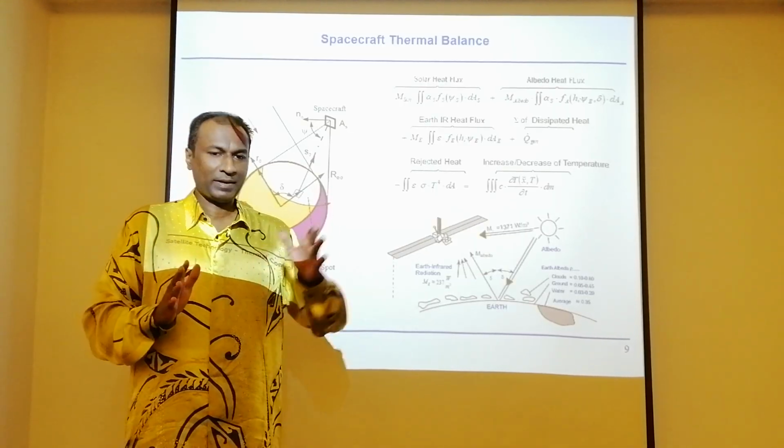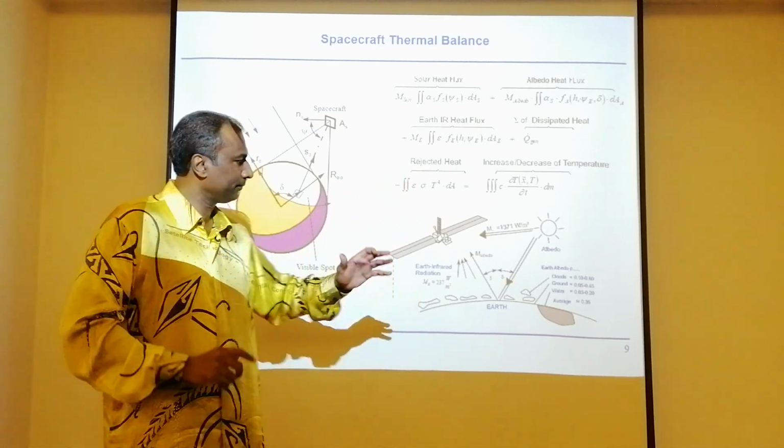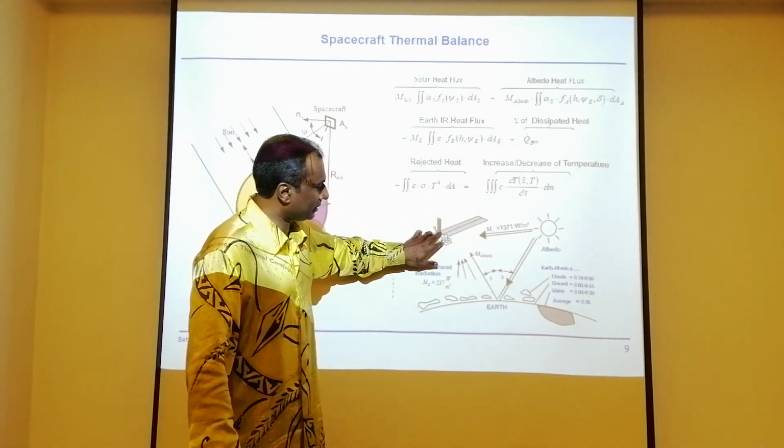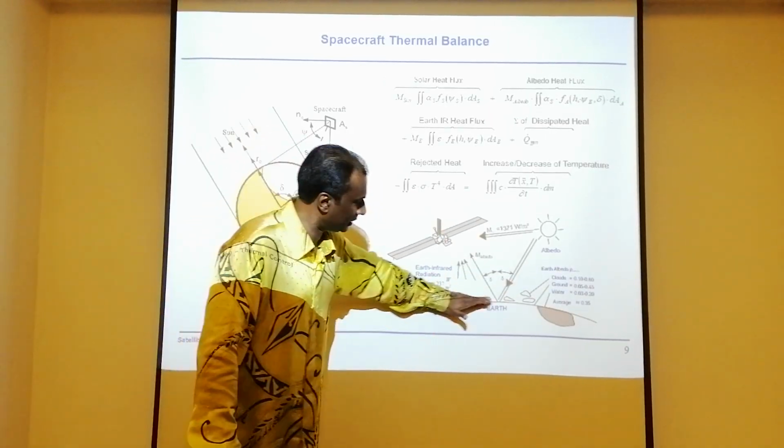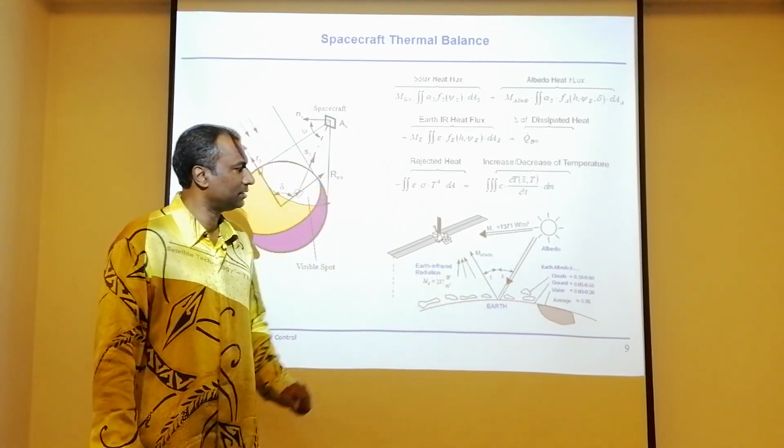So it depends on the position of the satellite, so where exactly it is. But anyway, from the surface it is 90 degrees.